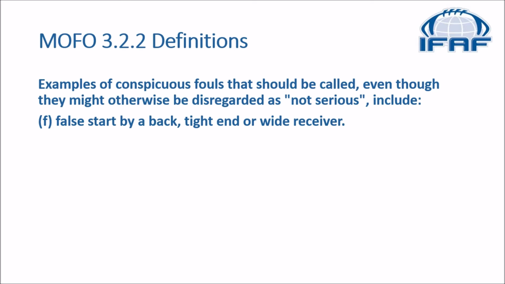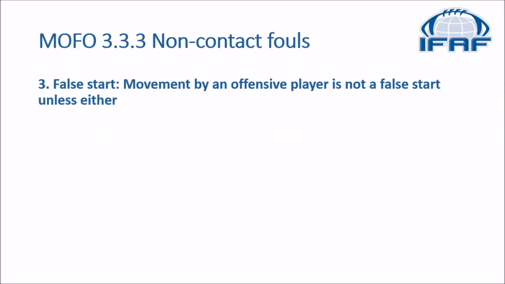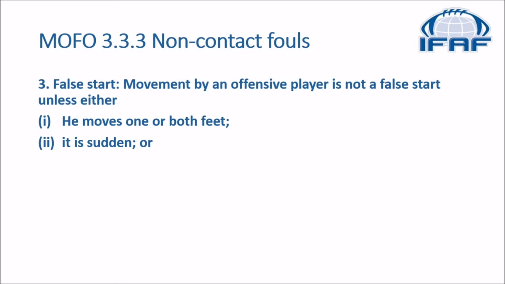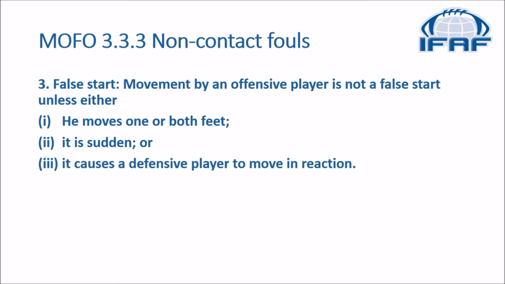In the MOFO, we go to section 3.2 definitions. Examples of conspicuous fouls that should be called, even though they might otherwise be disregarded as not serious, include F. False start by a back, tight end, or receiver. In section 3.3 non-contact fouls, false start says, movement by an offensive player is not a false start unless either 1. He moves one or both feet, 2. It is sudden, or 3. It causes a defensive player to move in reaction.